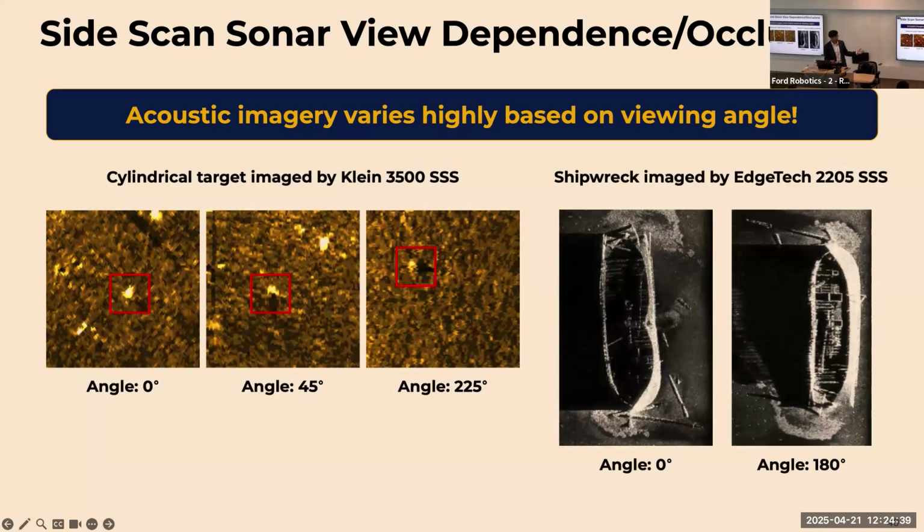Similarly, because of occlusions, various features can be exposed and also suppressed based on the angle. In the shipwreck, at angle 0, you can see that a lot of the internal workings are not shown, but when you're inspecting it from 180 degrees, you can see that various other parts are illuminated or are actually shown in this image.